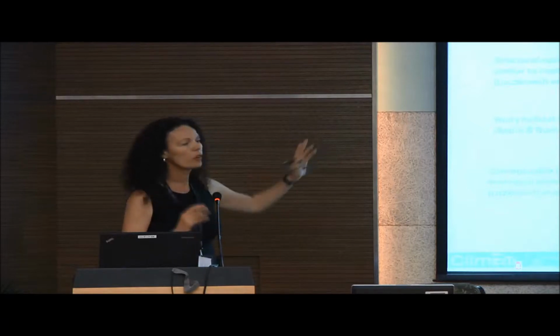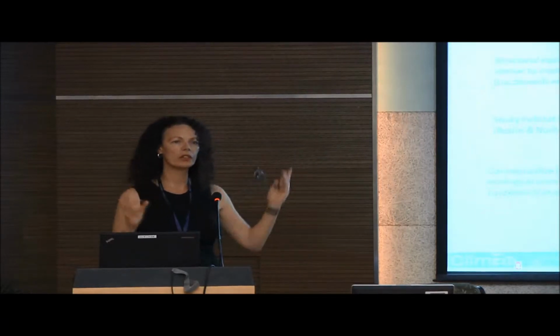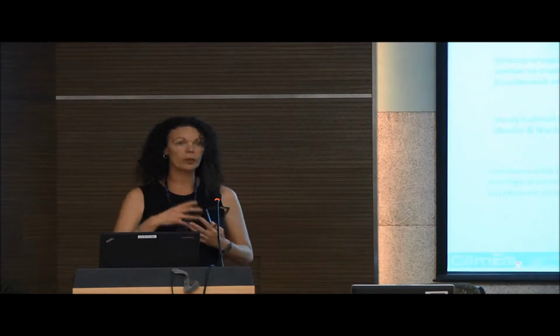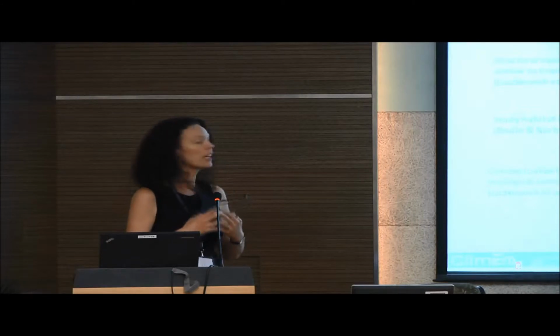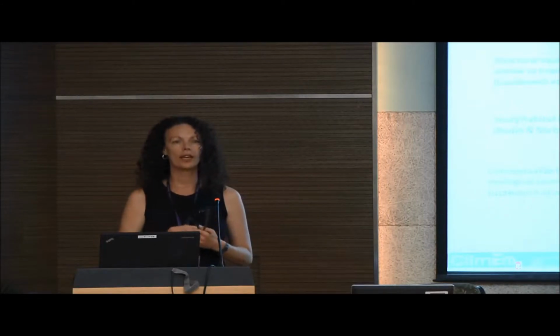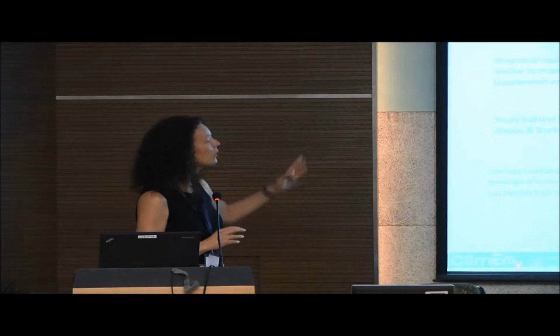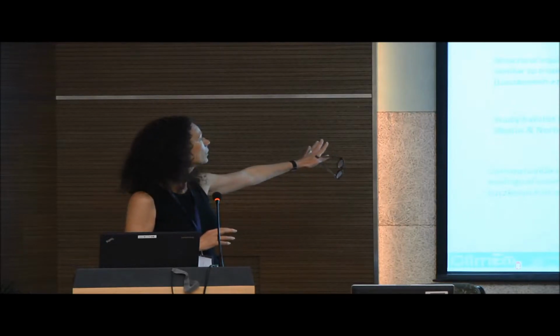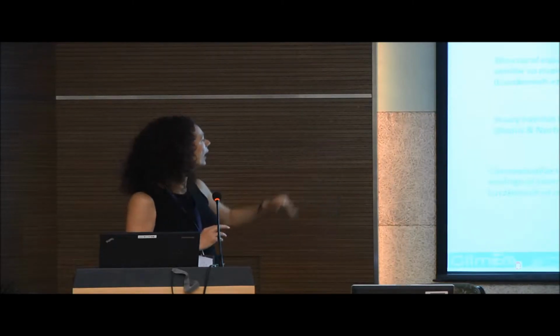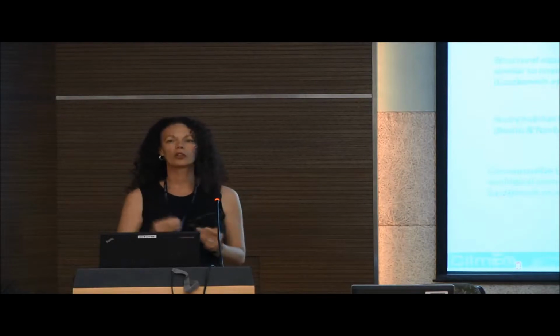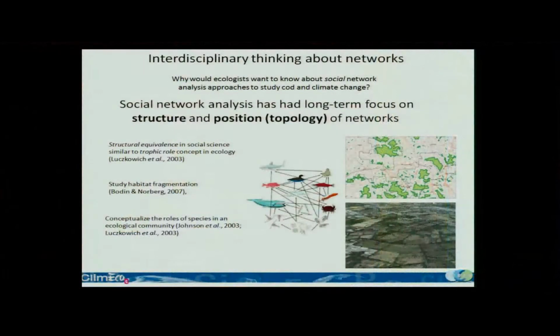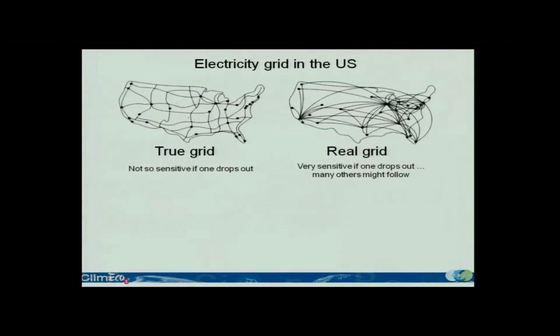So the structural equivalence, as they call it, of the social network has an analogy to the trophic roles in a network. So you can use it to study habitat fragmentation and to look at what the ecological roles of different species are in different communities. So, getting away from the biology again, I'm afraid, this is an example of the different topology of a network and what the meaning of that is.